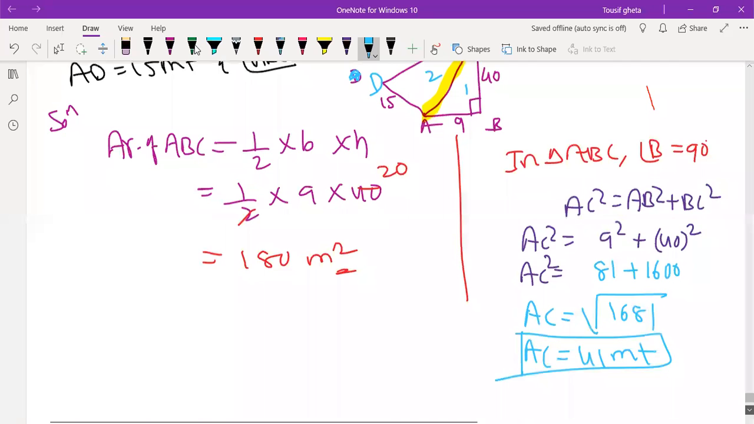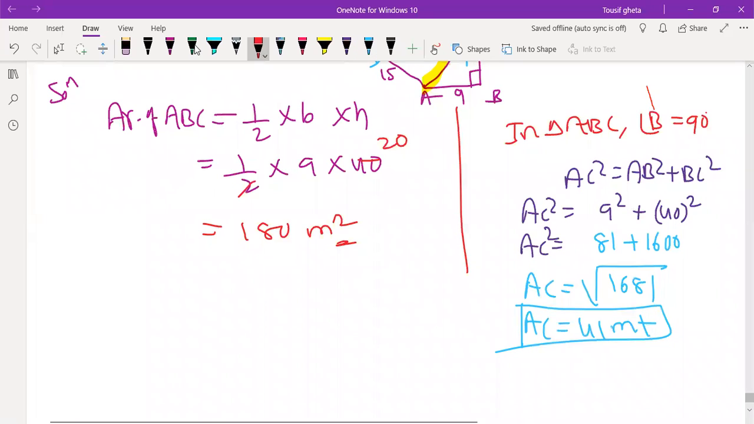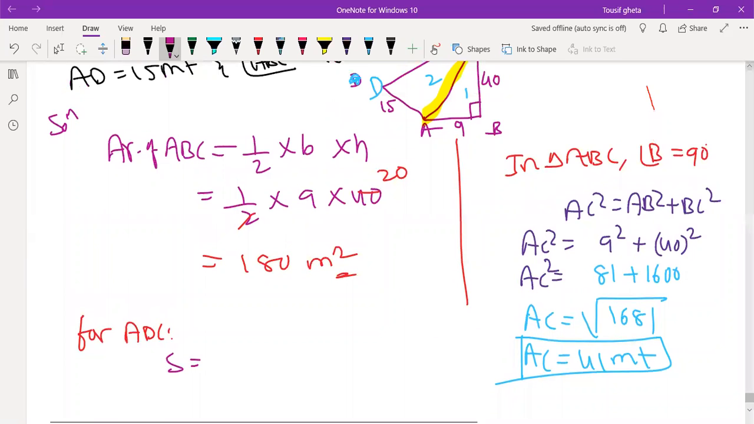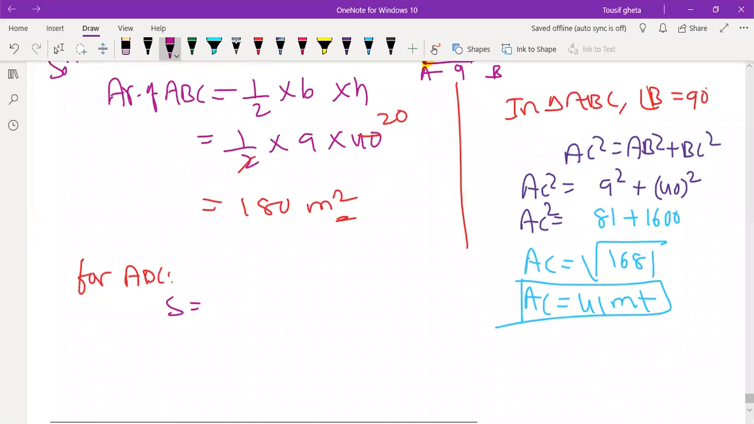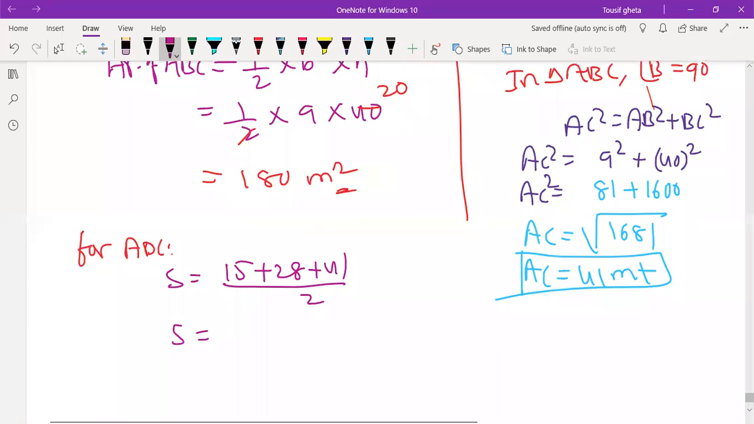Now I can go with the semi-perimeter for triangle ADC. S is equal to, what are the three sides you can see? 15 is one side which is visible, 28 is another side, and this is 41. So 15, 28 and 41 divided by 2. Add it: 15 plus 28 is 43, plus 41 is 84, divided by 2. So S is equal to 42 meters.